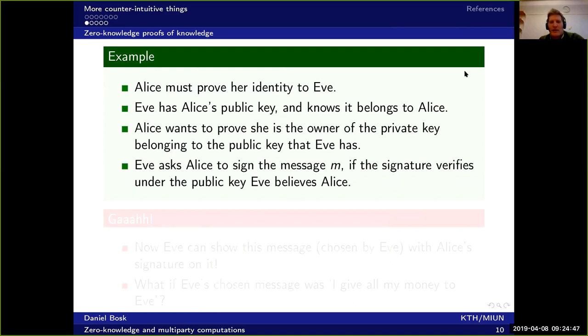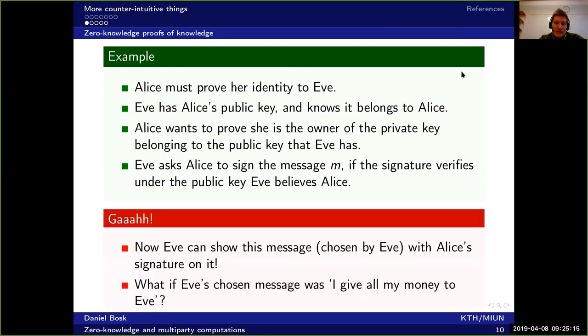Now, one way of doing this is that Eve can ask Alice to sign a message M, and if Alice can do this, then obviously she must know the private key corresponding to the public key. So then Eve can believe Alice. If she can produce a valid signature on the message M, then this should be fine.